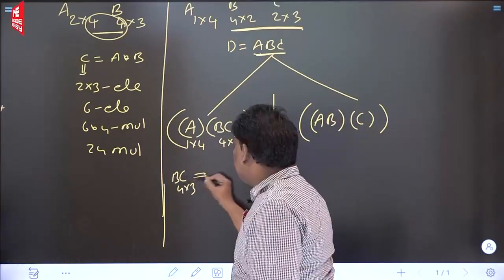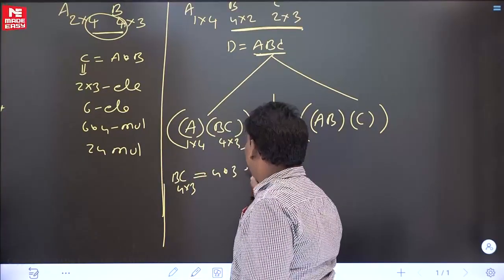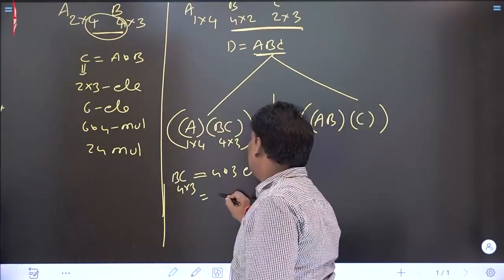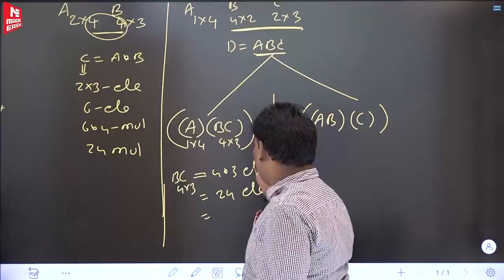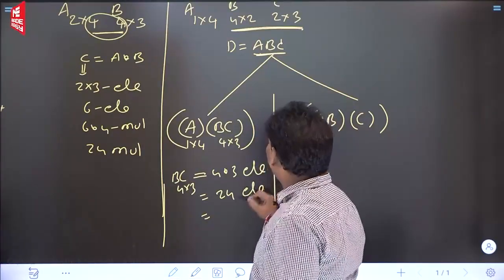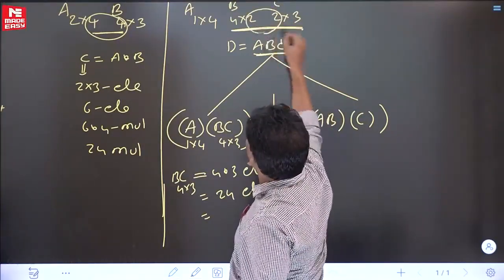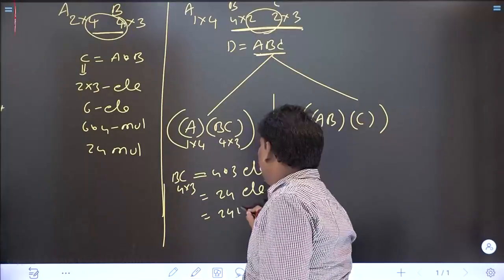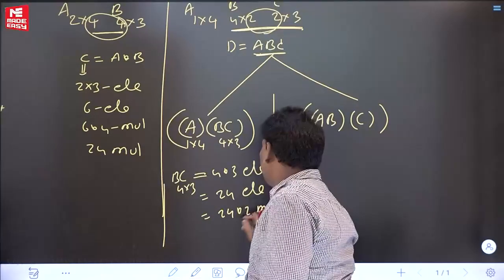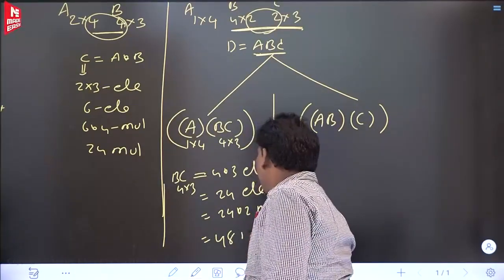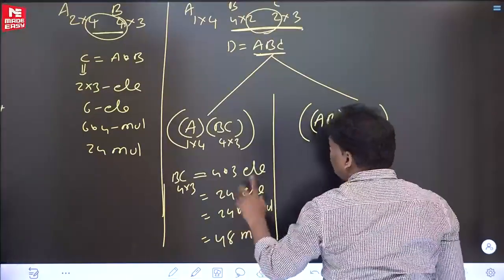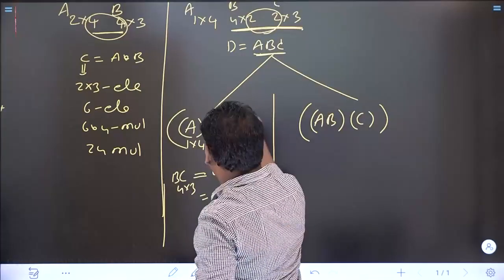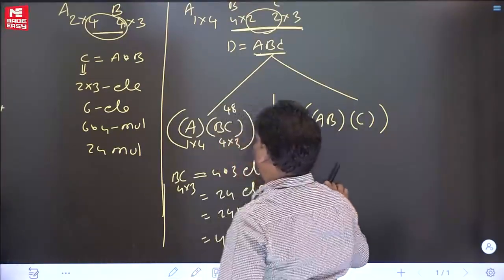Now, BC contains how many elements? 4 into 3 elements, which goes to 12... 24 elements. BC contains 24 elements, it's okay. But every element requires how many multiplications? I think 2 multiplications. 24 into 2 multiplications goes to 48 multiplications. So to get the BC, 48 multiplications are required.